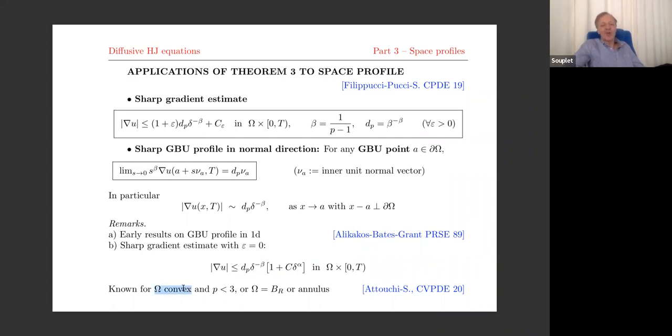This we can prove for omega convex, or of course in a ball or annulus, we can do it without any restrictions, either on p. But it's open whether such an estimate can be true in a general situation.